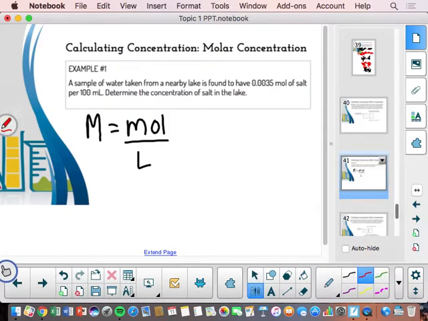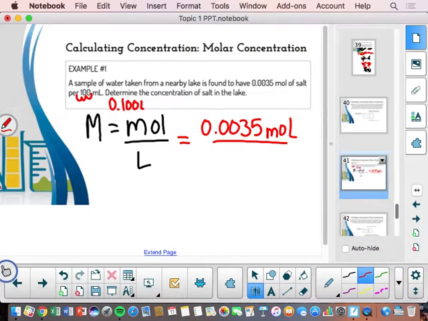It says a sample of water taken from a nearby lake is found to have 0.0034 moles of salt per 100 milliliters. So I've got a mole amount, I'm going to plug that in as 0.0035 moles, and it's all over liters. They gave us 100 milliliters. We're going to have to change this into liters. How we do that is we move our decimal 3 spaces to the left. So that's actually 0.100 liters.